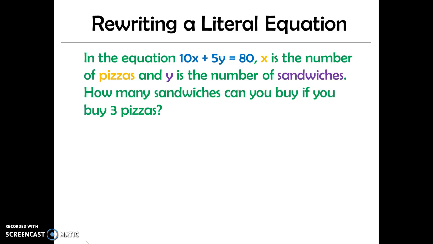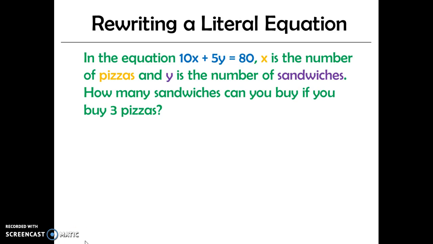We're going to start with a word problem, rewriting a literal equation. So in this equation, 10x plus 5y equals 80, x is the number of pizzas and y is the number of sandwiches. How many sandwiches can you buy if you buy 3 pizzas? Notice in blue, that equation, we've got an x and we have a y. So that's very different than any equations you've seen before. We're going to learn how to solve for a variable even though there's another variable in the equation.